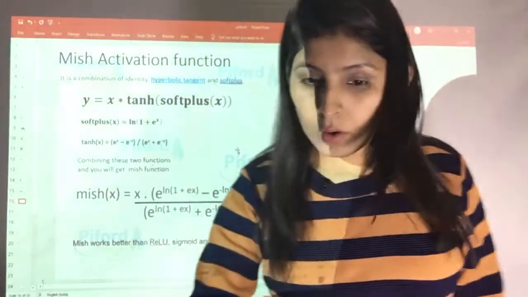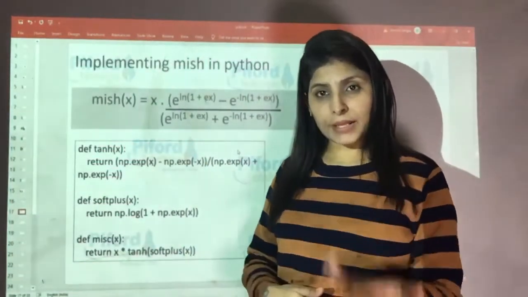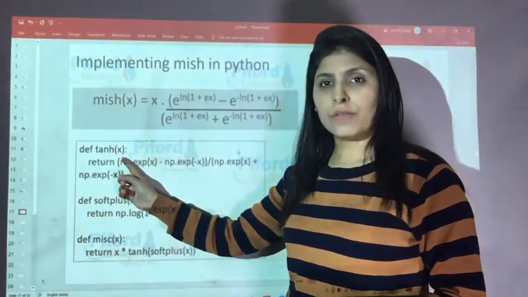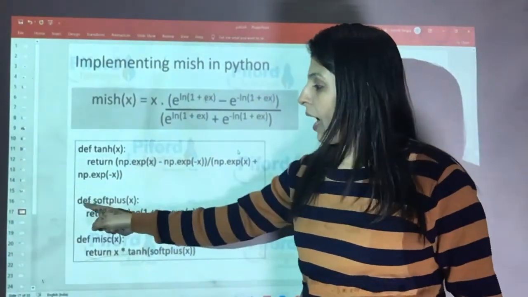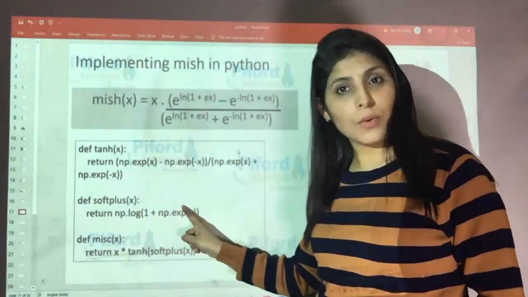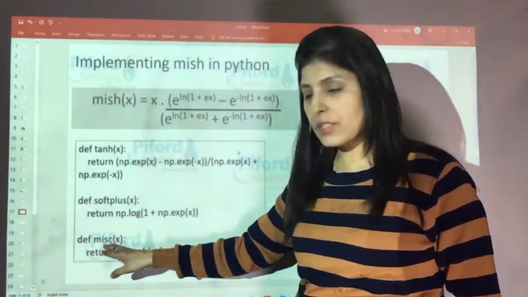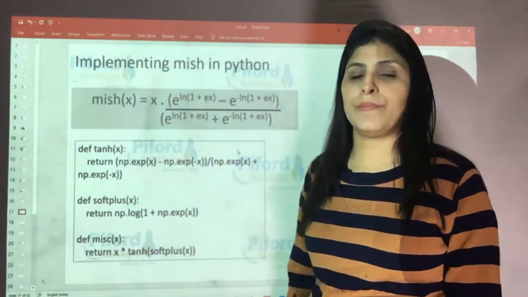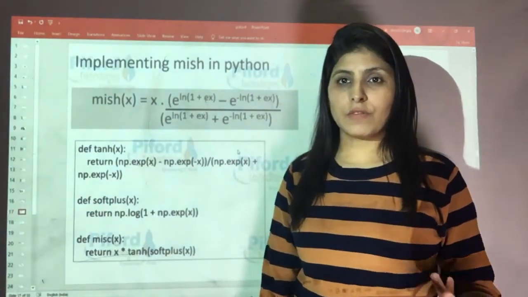Now suppose you want to write this function in Python. The code is very simple. I have defined three functions. The first function is tanh, where I have written the formula for tanh. The next function I created is softplus, and this is its formula. Then this is the mish function, where I'm combining these two functions. This is how you can write your own Mish activation function.